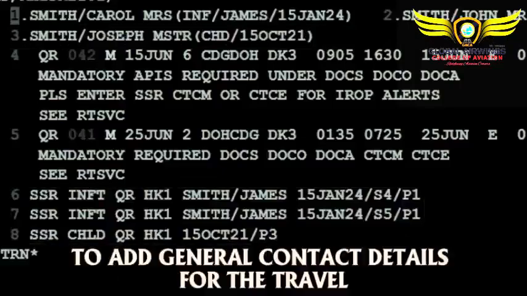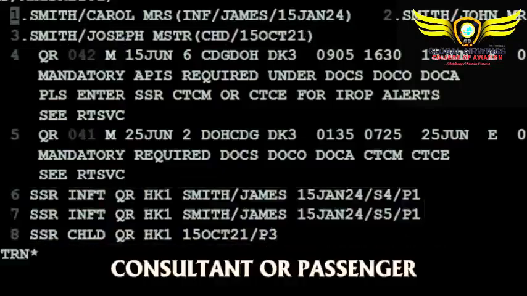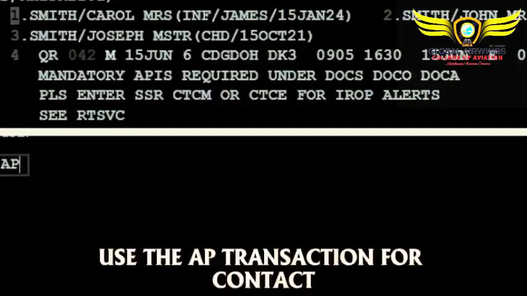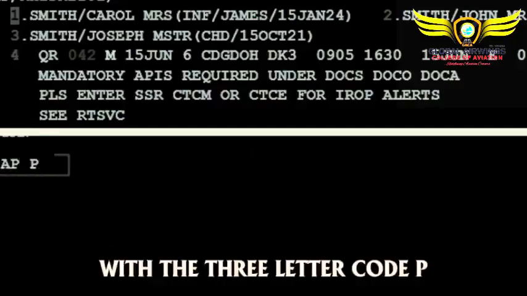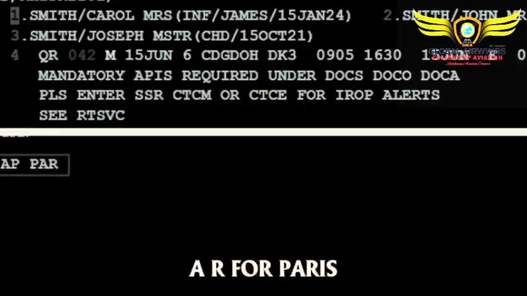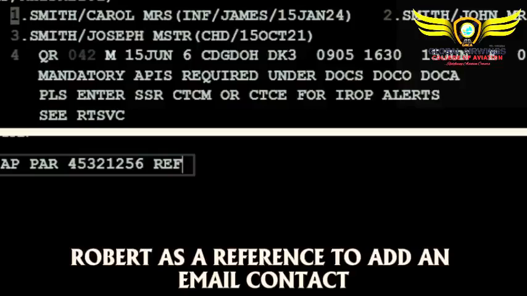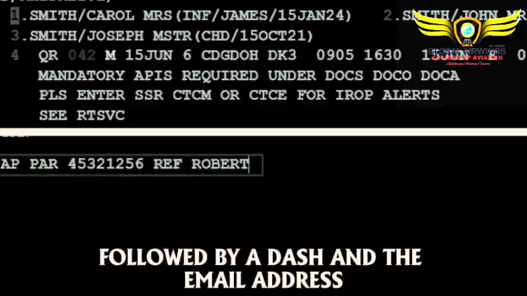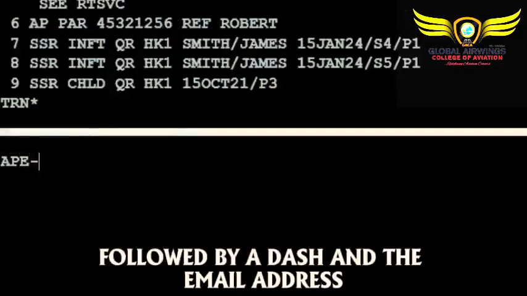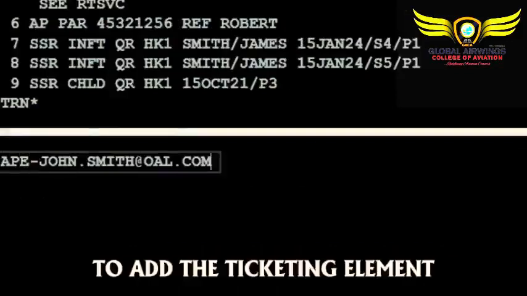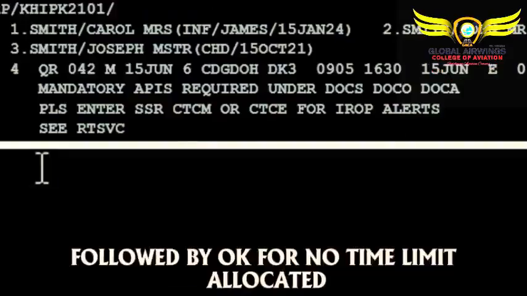To add general contact details for the travel consultant or passenger, use the AP transaction for contact with the 3-letter code PAR for Paris, followed by the phone number, and the person's name Robert as a reference. To add an email contact, use the APE transaction, followed by a dash and the email address. To add the ticketing element, use the TK transaction, followed by OK, for no time limit allocated.